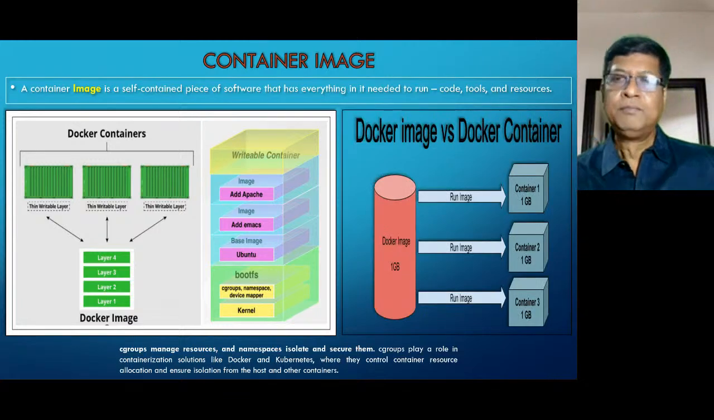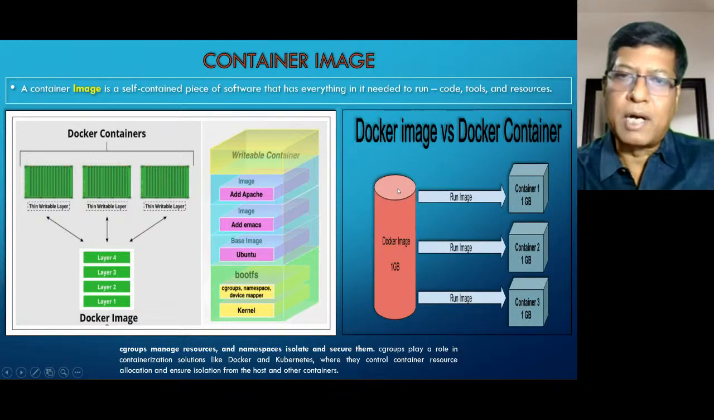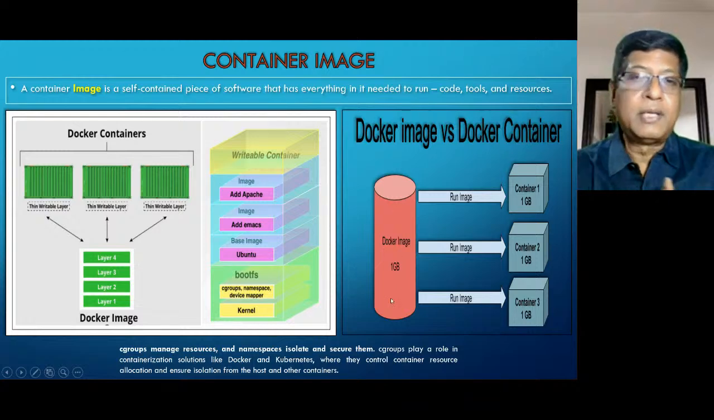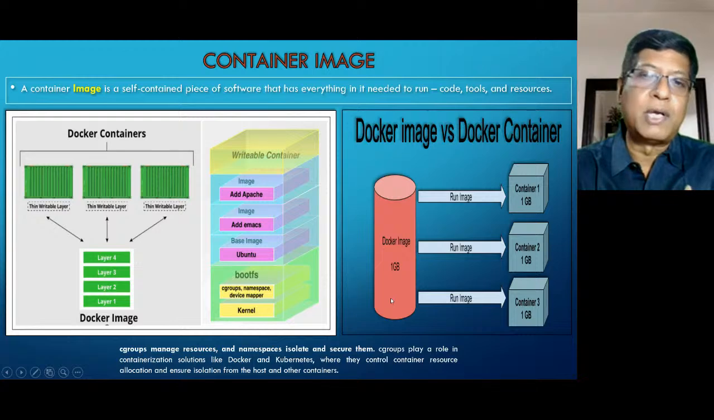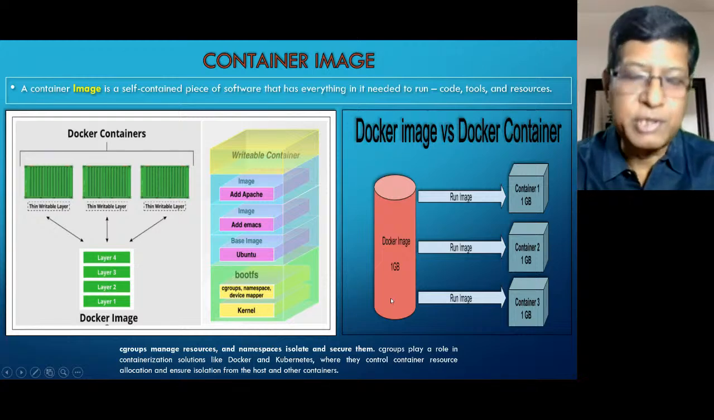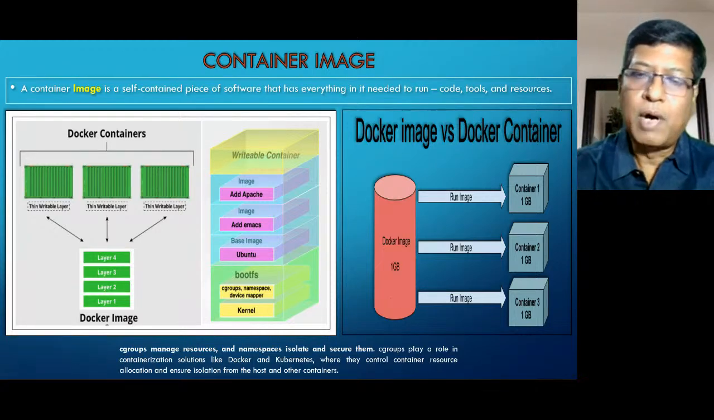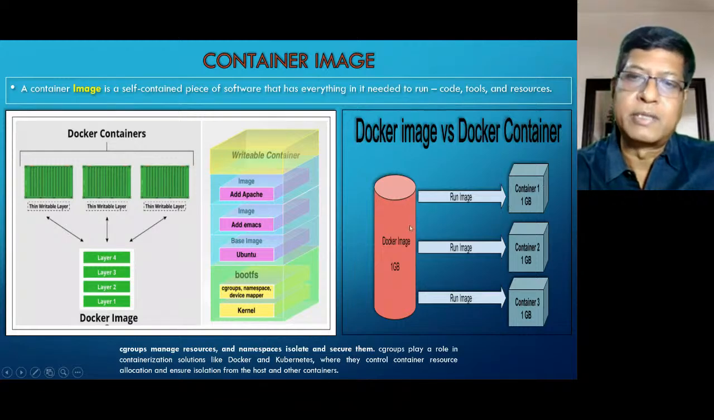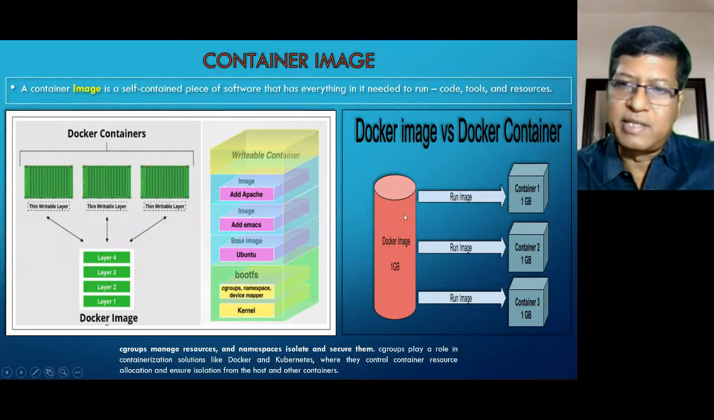Now, the second part of this is, you will ask, what is a Docker image and a Docker container? They are two different objects in the Docker lifecycle or ecosystem. One is the Docker image and the other one is the container. But a Docker image cannot exist without a container, and a container has no meaning without an image.